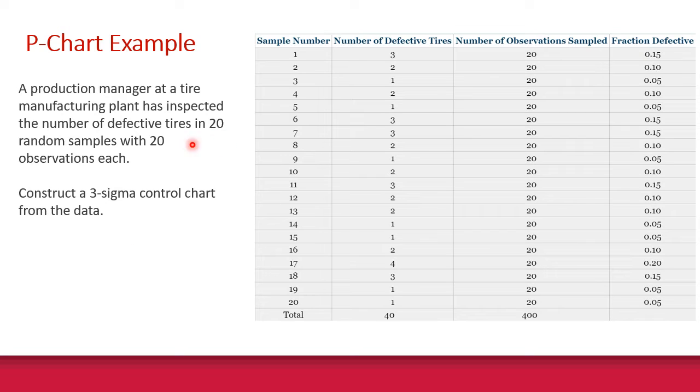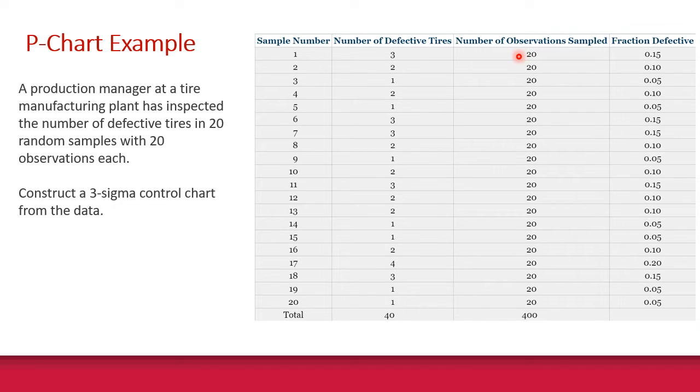So in this case, a production manager at a tire manufacturing plant has inspected the number of defective tires in 20 random samples with 20 observations each. Construct a 3 sigma control chart from the data. So here we have the sample number. We took 20 samples.